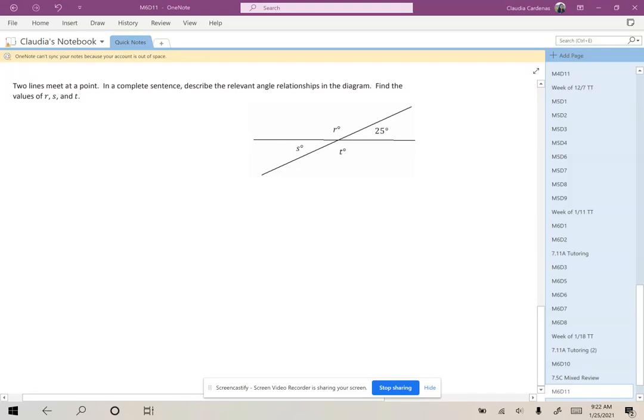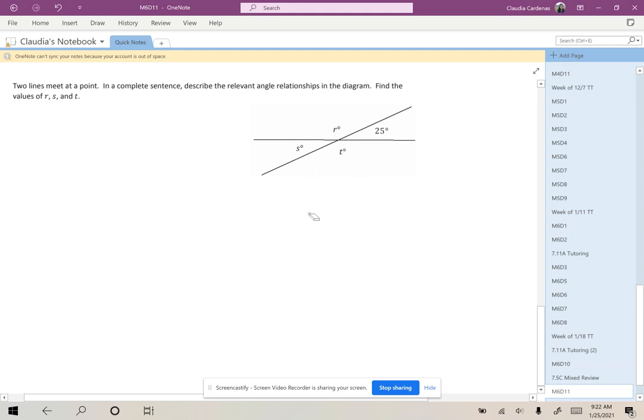Yesterday we practiced finding areas of shaded regions, and today we're going to focus on all types of angles and how to identify them within diagrams and to find missing angles. So if we look at this problem below, two lines meet at a point. In a complete sentence, describe the relevant angle relationships in the diagram. We're going to find the values of R, S, and T.